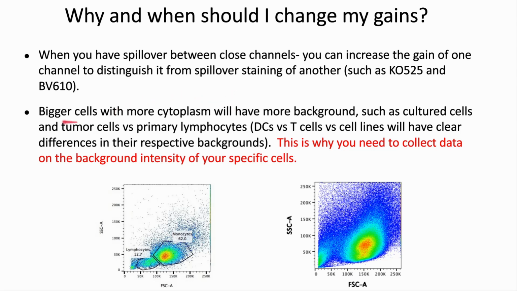Finally, another situation is that bigger cells with more cytoplasm will have more background. Cultured cells and tumor cells often are larger and definitely have more cytoplasm than primary lymphocytes or peripheral blood. This is why users would need to collect their data on the background intensity of their specific cells and not rely on assumptions for the intensity of their cells.